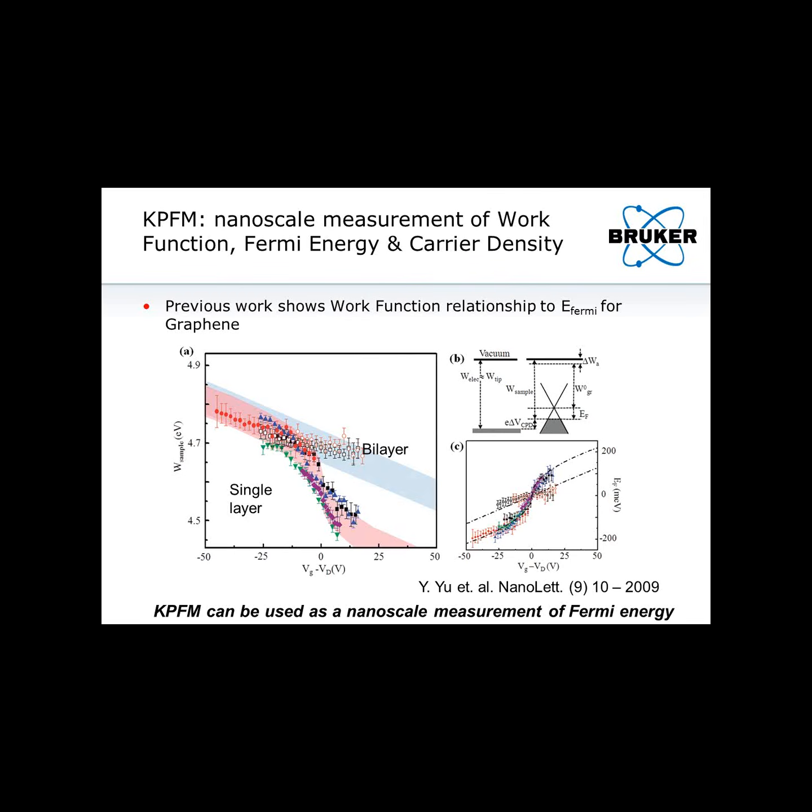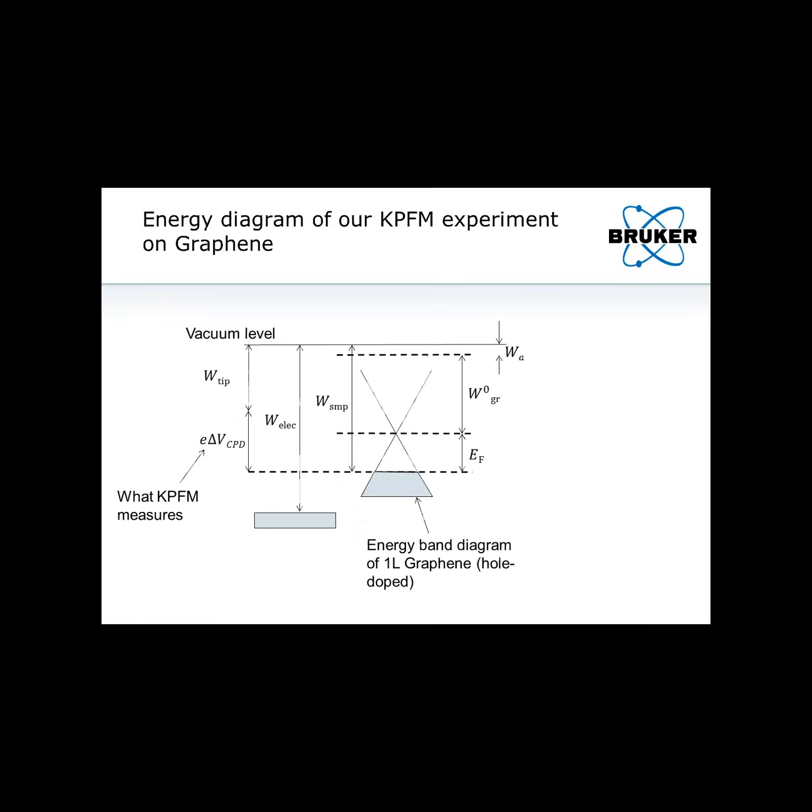Okay, so with that said, let's go into our measurements. First, let me briefly point out how our measurements are different from this work. The only real difference is that our tip is not made of gold. It's different than the electrode. In their measurements, they basically argue that their tip is the same as the electrode. We do not have that situation, so our measurement is a little bit more complicated. So we have to have a slightly different energy diagram. But everything else is basically the same.